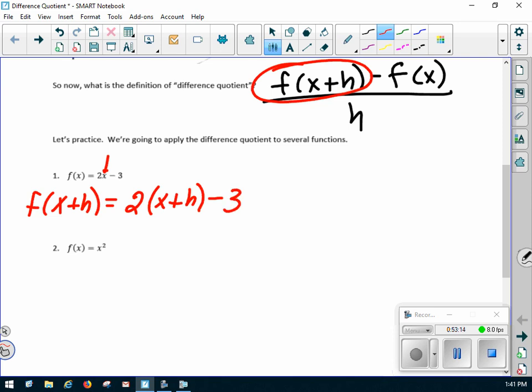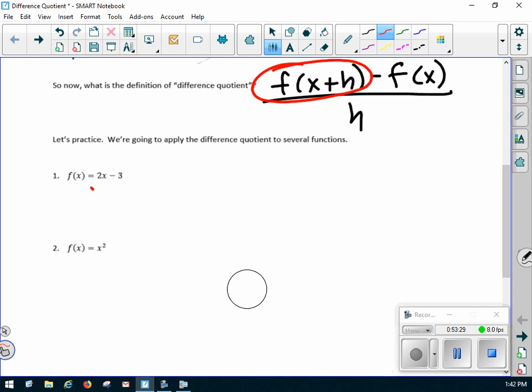Do you believe that? Is that true? Yes. I feel like it's wrong. It's not wrong. Okay. Then you believe it. Now, you okay with this? So now, f of x plus h, now you can start writing, is 2 times x plus h minus 3. Now that's the f of x plus h part.